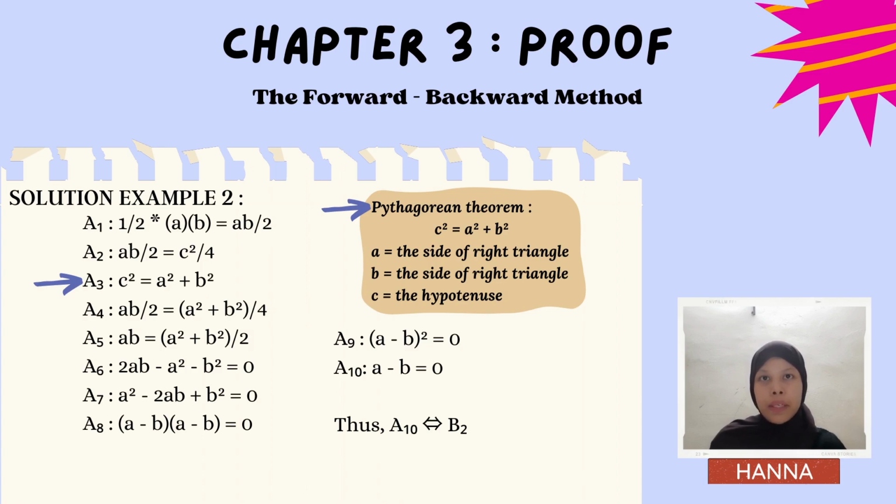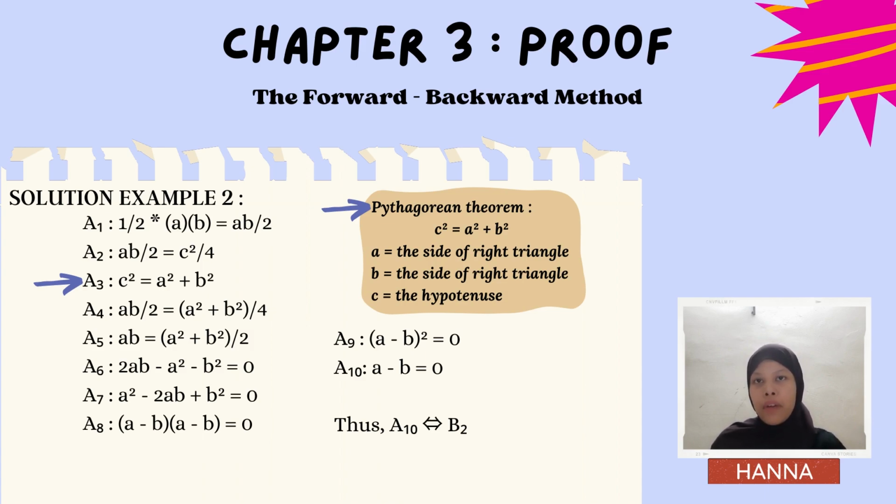At A3, we will apply the Pythagorean theorem. So at A4, we will substitute A squared plus B squared as C squared. We will continue with A5 to A6 by cross multiplication. Then we can factorize the equation at A7. As a result, we will get the factorized form equation at A8.